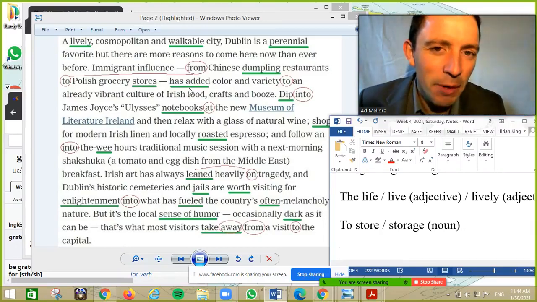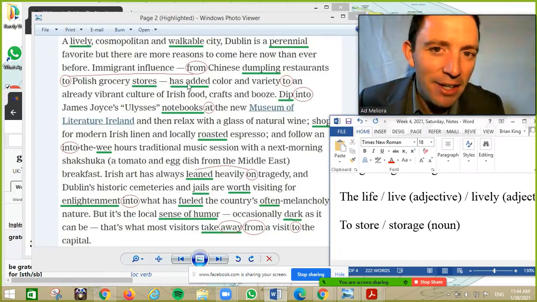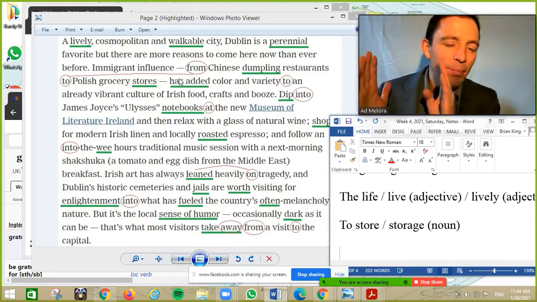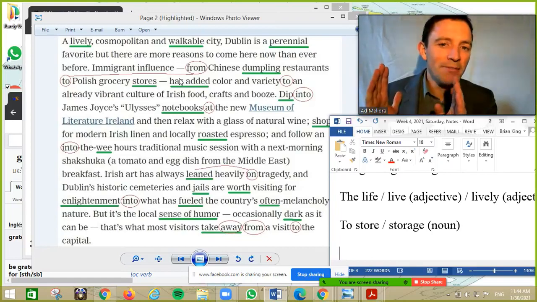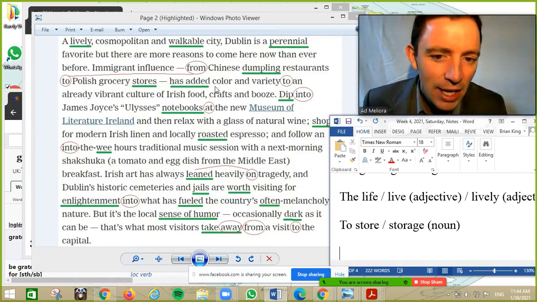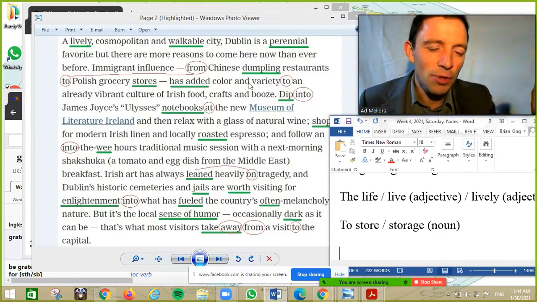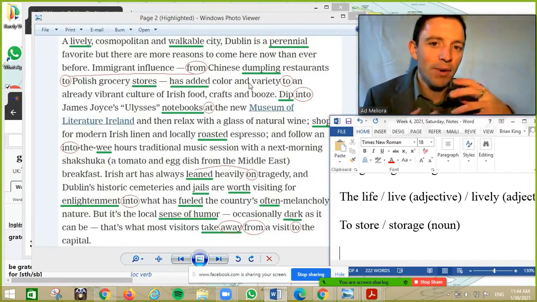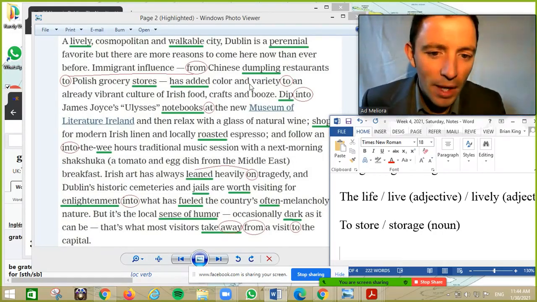Has added, so the verb is to add, como añadir, but here we have the extra verb to have in the present, so that's an example of the present perfect, because it added in the past, but it continues to be relevant in the present. Has added colour and variety to, so typical with añadir, add to. I add chocolate to my dinner, I add water to my drink, add to, okay.